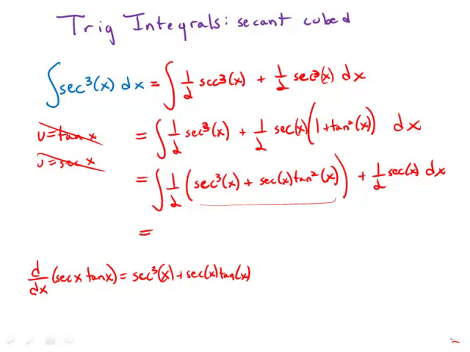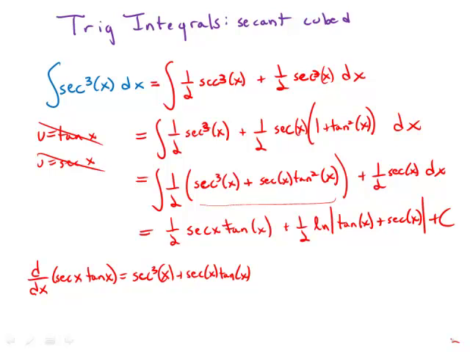And so the antiderivative of what is in that parenthesis is just secant x tangent x. And then that just leaves us to find the antiderivative of secant x, which we already know is log of tangent x plus secant x plus c. And that entire expression is the antiderivative of the secant cubed.